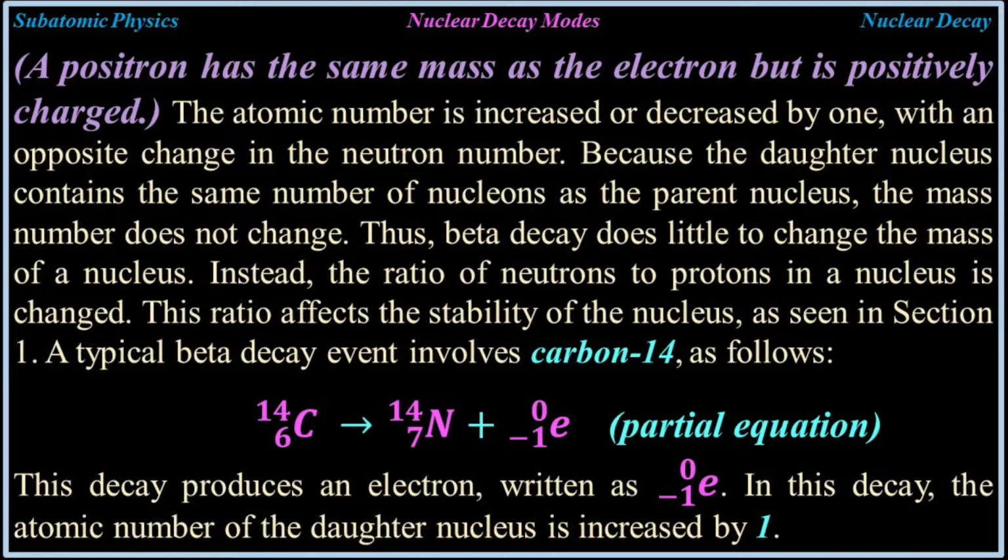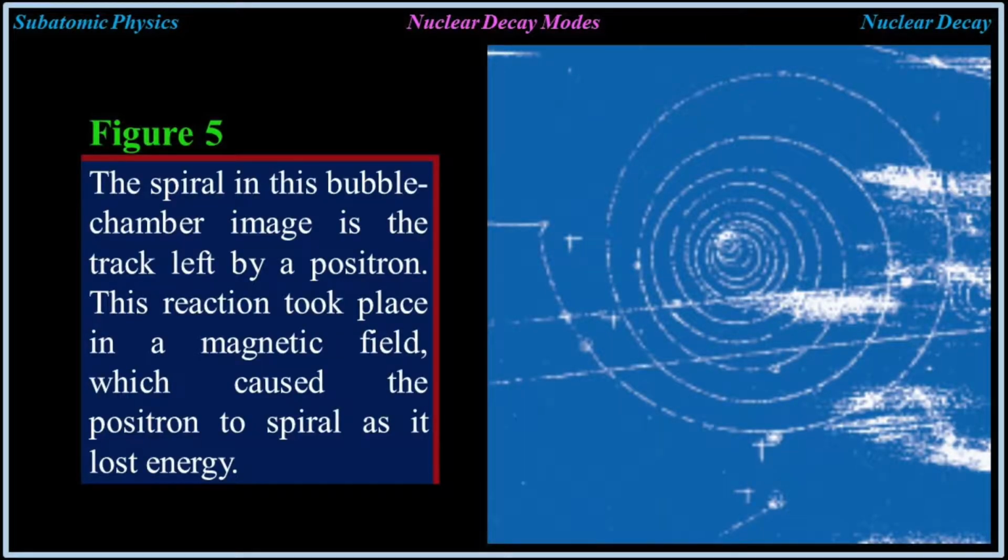The ratio affects the stability of the nucleus as seen in Section 1. A typical beta decay involves carbon-14 as follows. Carbon-14 yields nitrogen-14 plus a beta particle, partial equation. This decay produces an electron written as a beta particle. In this decay, the atomic number of the daughter nucleus is increased by 1.